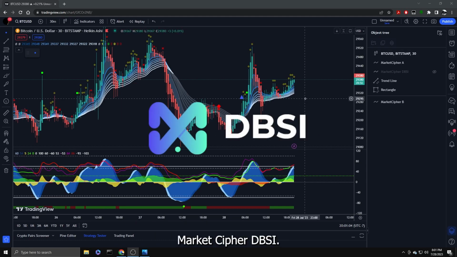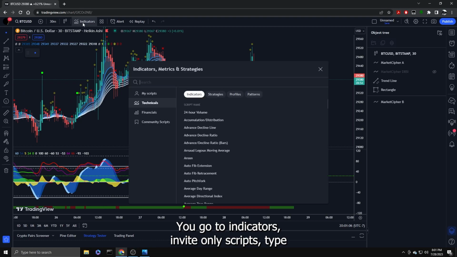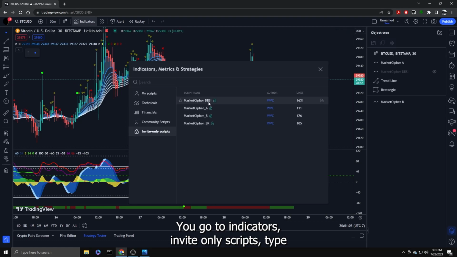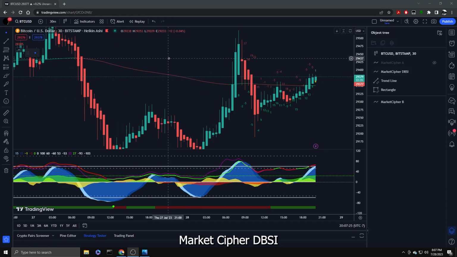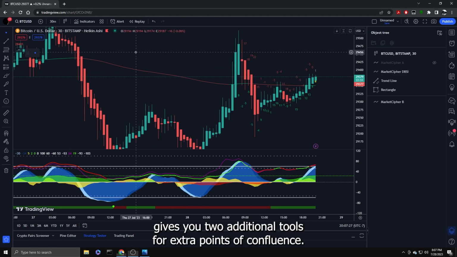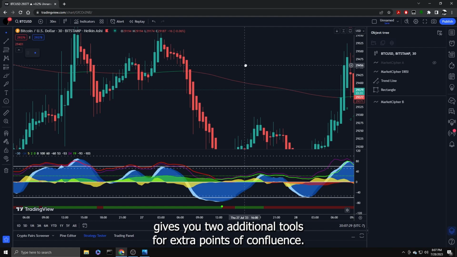Market Cipher DBSI. You go to Indicators, Invite Only Scripts, type in Market Cipher if you don't already see it. We want Market Cipher DBSI. Market Cipher DBSI gives you two additional tools for extra points of confluence.